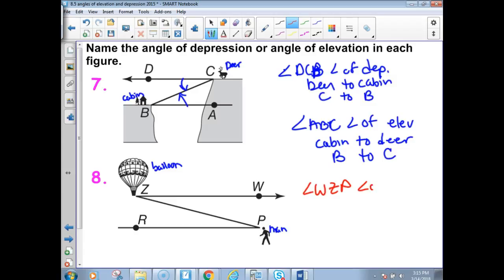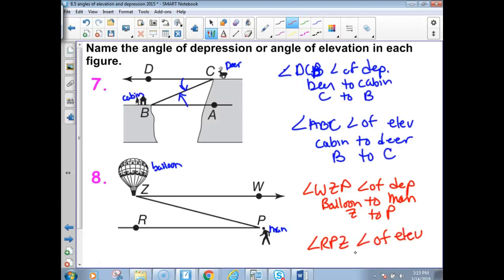All right, this is angle WZP, and it's an angle of depression, balloon to man, or Z to P if you use letters. And the other one, angle RPZ, would be an angle of elevation. And that would have been man, or P to Z. Man to balloon.